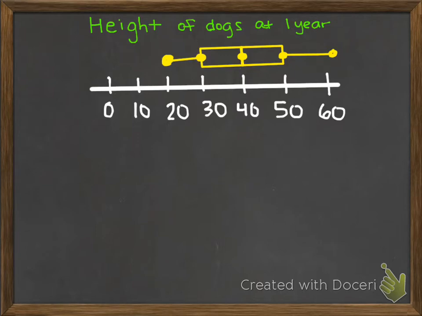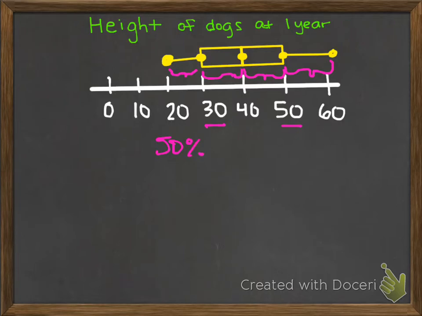It says that this box plot is going to be about the height of dogs at 1 year. So I just made this up. I want to make sure that you're able to read the information. So a sample question might say, what percent of the dogs are between 30 and 50? So you would need to know that this accounts for 25%. This is another 25%, this is 25%, and this is 25%. So between 30 and 50, you're looking at 50% of the data, okay?